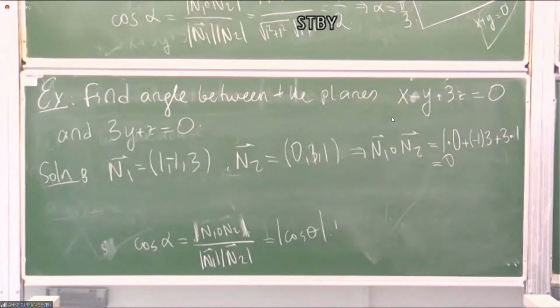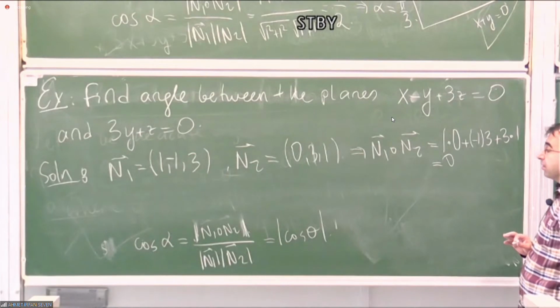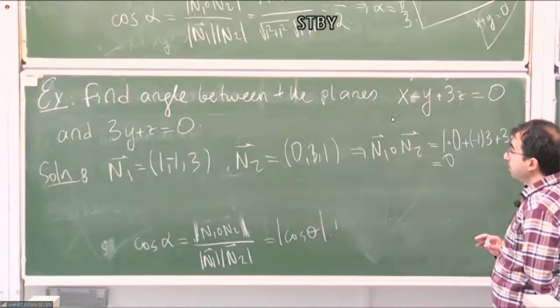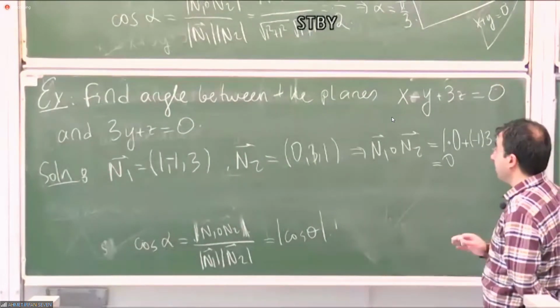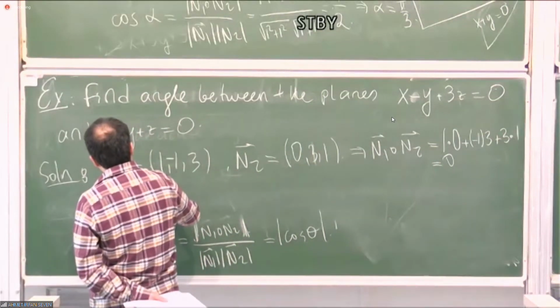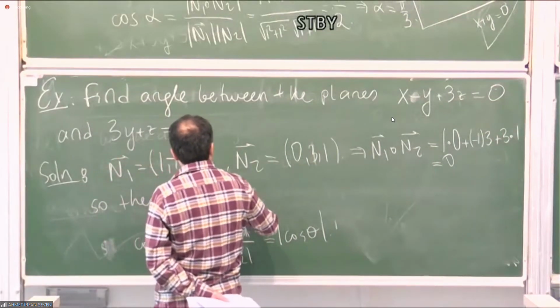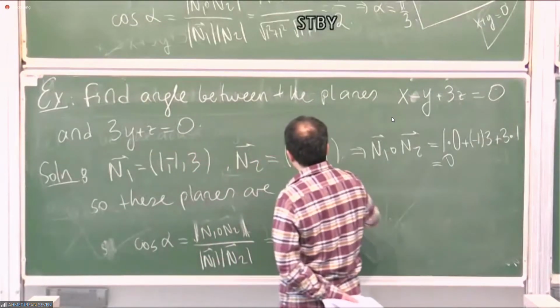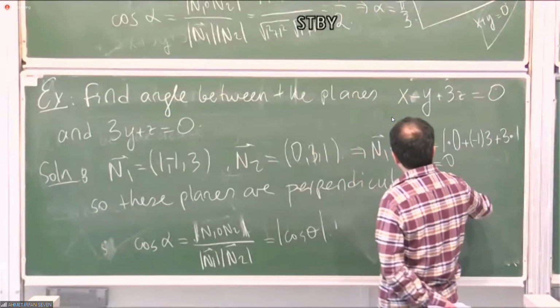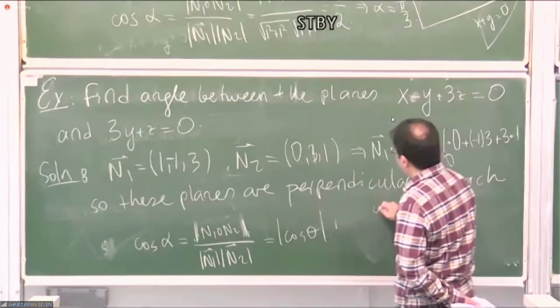equals 0. So you see, these vectors are perpendicular to each other, meaning that the angle between them is 90 degrees. So the angle between these planes is also 90 degrees, meaning they are perpendicular to each other.